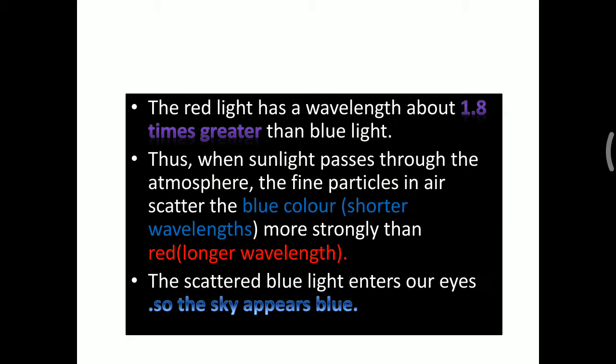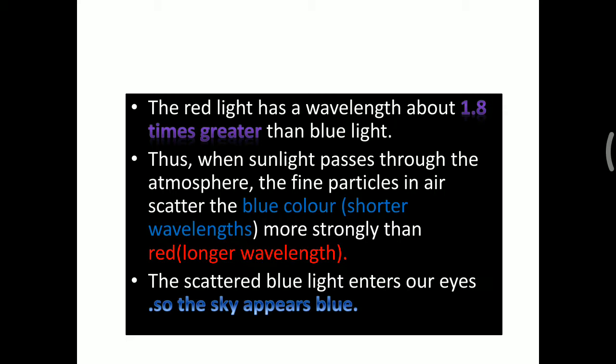So when sunlight passes through the atmosphere, the fine particles in the air scatter the blue color, the shorter wavelength, more strongly than the red, the longer wavelength. So the scattered blue light enters our eyes. So the sky appears blue.